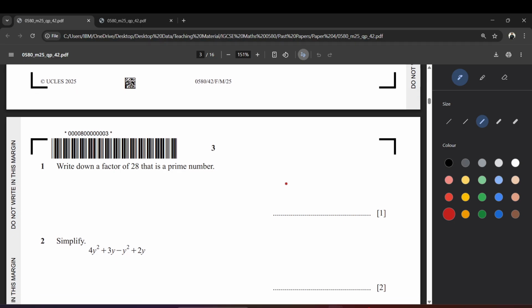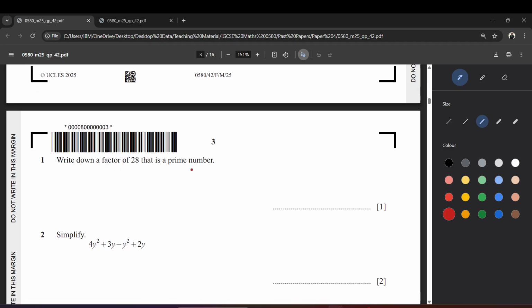All right. Write down a factor of 28 that is a prime number. Okay, so we need to write down a factor of 28 and that factor should be a prime number. So when we are writing down the factors, we can write it in this way. Let's say if we start with 1, we have 1 times 28. The next is 2, so 2 times 14. Then we don't have 28 in 3's table, we have it in 4's table then. 4 times 7. And that's it.